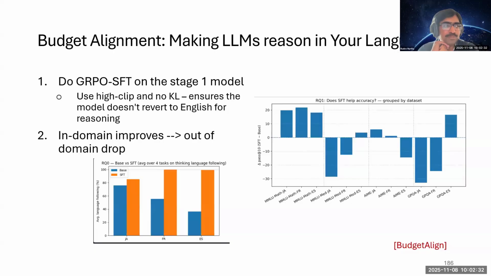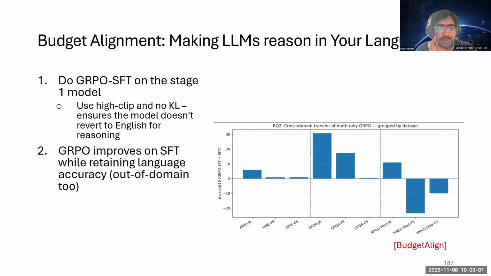In the first stage, you perform supervised fine tuning. To do that, you collect a small number of high quality data sets in the target language and just do vanilla SFT, nothing else. What they see is that in doing so, in-domain performance improves, and that comes at the expense of out-of-domain performance. Now going on to the next slide. Once you have this SFT model, you apply GRPO on top of it. And even when you're applying GRPO, you need to ensure that you use clip and you don't use any KL divergence.